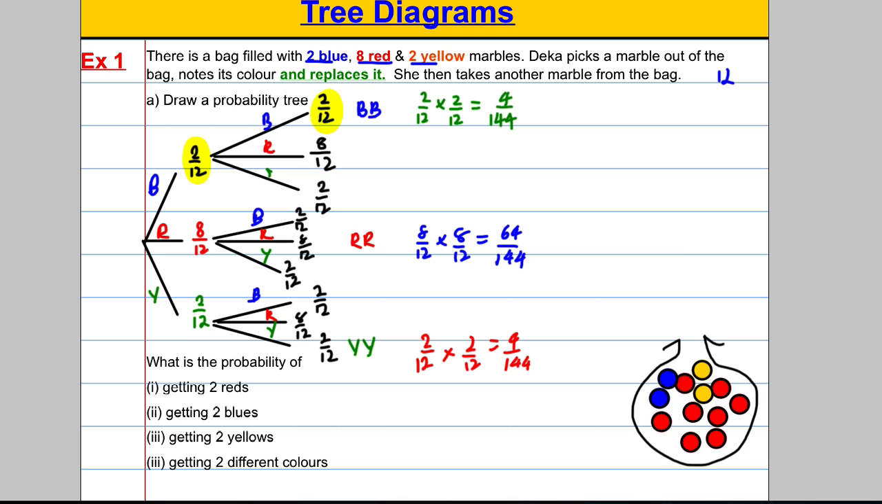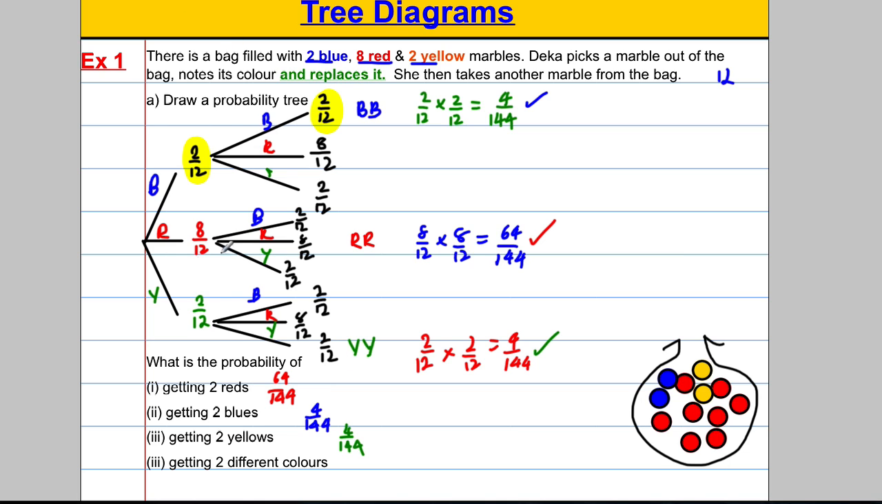Now, let's answer the questions. We could work out all of these different combinations, but most of the time you don't need to do that. These are the key ones to work out. So what's the probability of getting 2 reds? Well, 2 reds is this one, so it's simply 64 out of 144. What about 2 blues? Well, it's this one. It's 4 out of 144. What about 2 yellows? Well, it's this one. It's 4 out of 144. Now, what's the probability of getting 2 different colours?